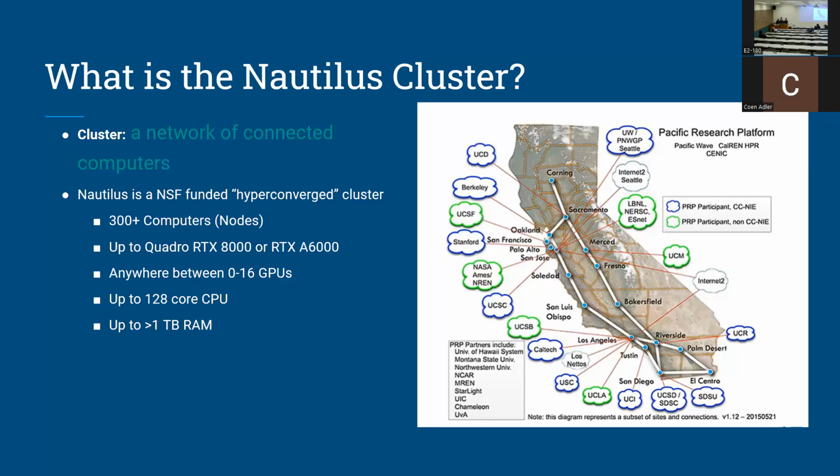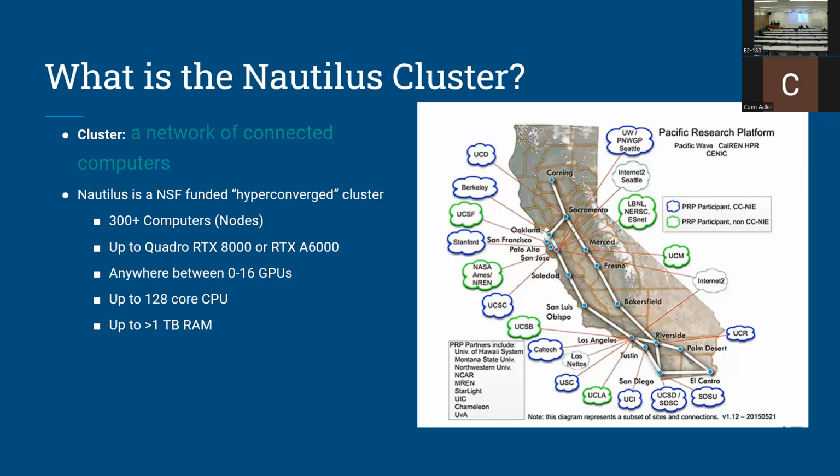If you see where it says the PRP partners in the bottom side, these are other places that might use the cluster. And so within this cluster, there are over 300 nodes, and some of which have really powerful GPUs, such as Quadro RTX 8000s, RTX A6000s, and there's some also that are not nearly as powerful. There's some with 3090s, 1080 Ti's, all sorts of things for whatever your computing needs. And some nodes do contain no GPUs.